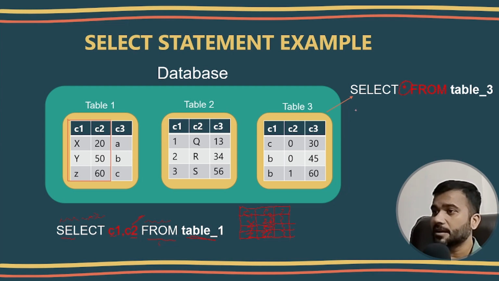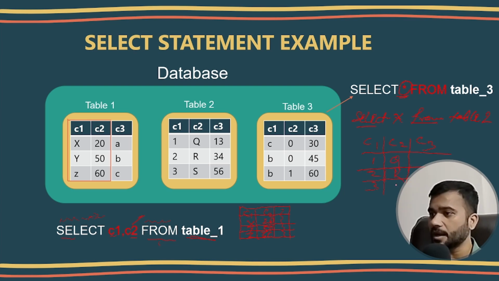For example, SELECT, then the star symbol, FROM, let's say here I want from table 2. These should be in caps. So what will it return? It will return C1, C2, C3, these three columns, as well as the rows 1, 2 and 3. So it will return all rows and all columns data.